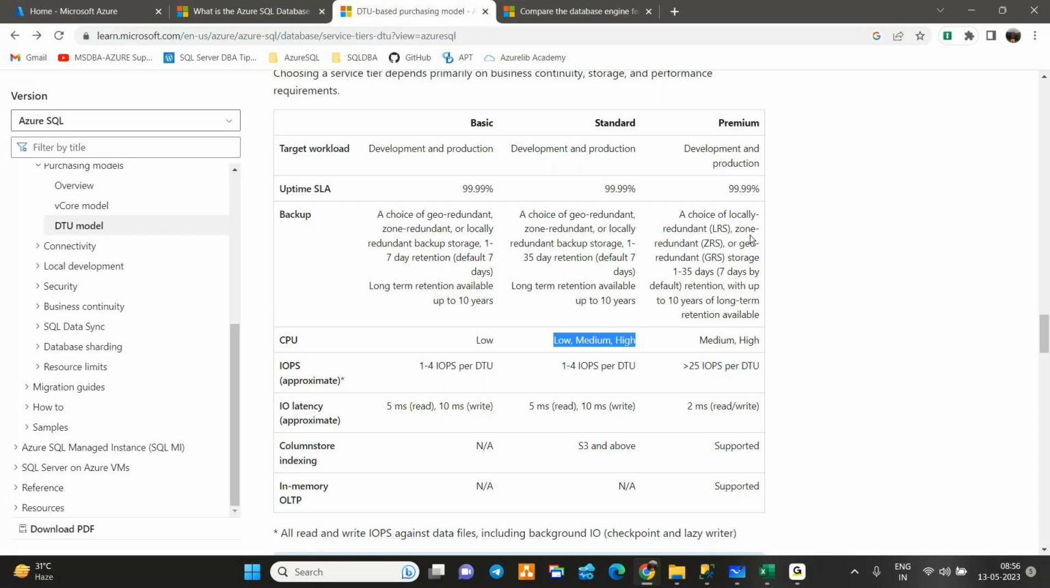See, latency is 5 milliseconds, 10 milliseconds. Read latency will be 5 milliseconds. Write latency will be 5 milliseconds. Even when you go for standard it is the same, sir: 5 milliseconds read latency, 10 milliseconds write latency. But when you go for premium, it is 2 milliseconds, which means your read rate is very fast with the premium purchasing model. Again, it will differ based on what configuration you are doing, right?